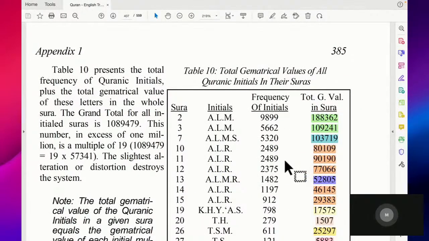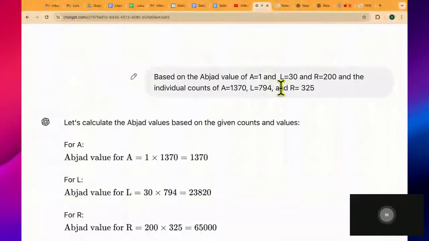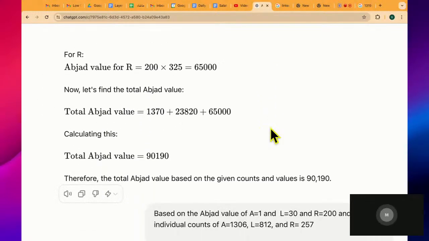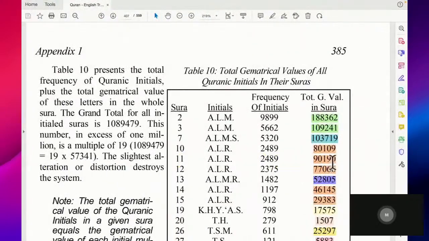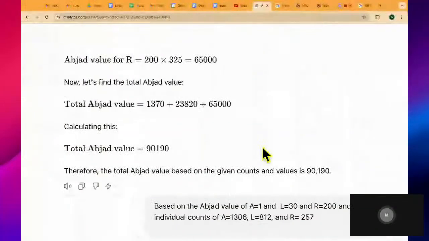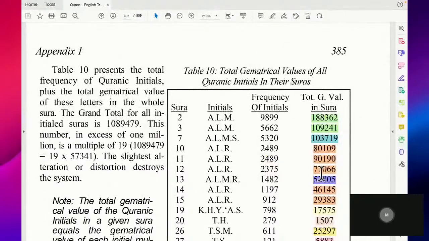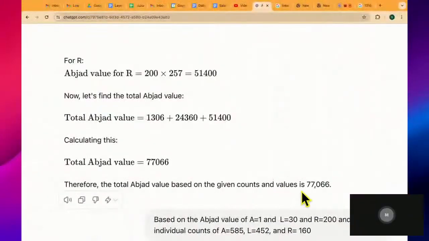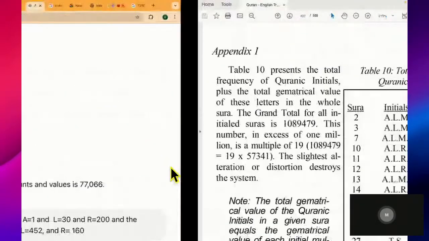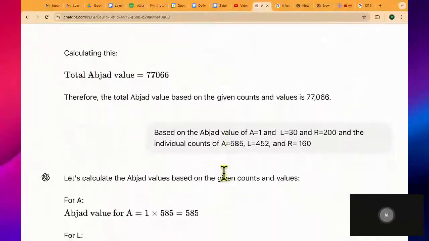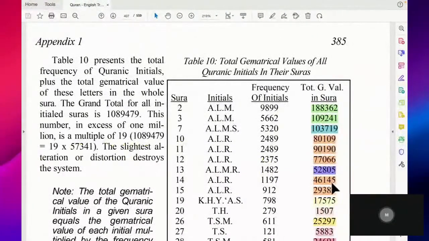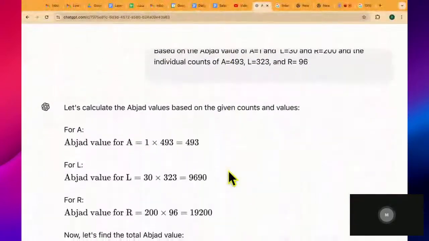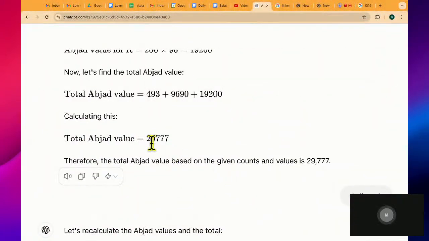Surah 11, right? Again, ALR, and the abjad value here, the geometrical value there, right? And then it says 90,190. You see that here. Next surah, 77,066. Next surah, Surah 14, 46,145. Next surah, 29,777.